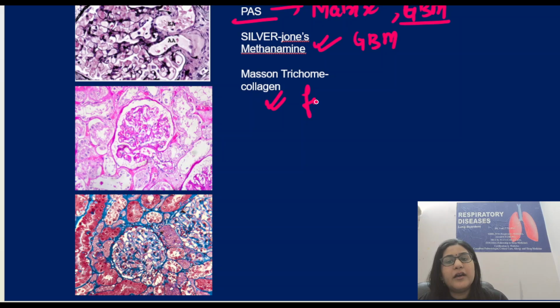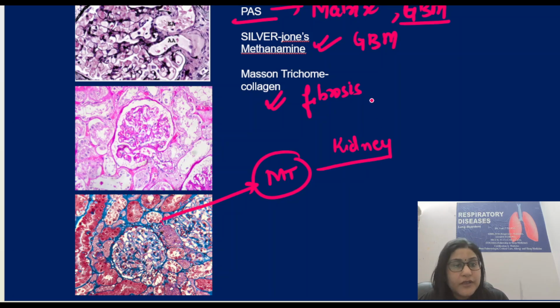And very important in here, fibrosis, collagen or the mature fibrosis, is highlighted by the Masson trichrome staining. So special stains are very, very important in kidney, and this was just the basic overview of the renal pathology, because to understand any of the pathology in the kidney you need to understand this basic structure.